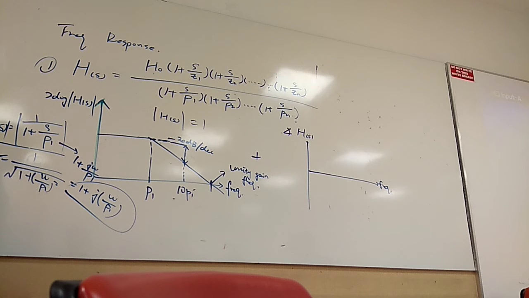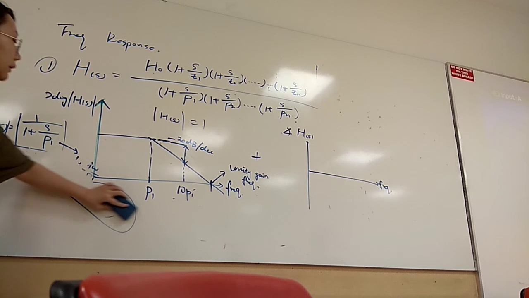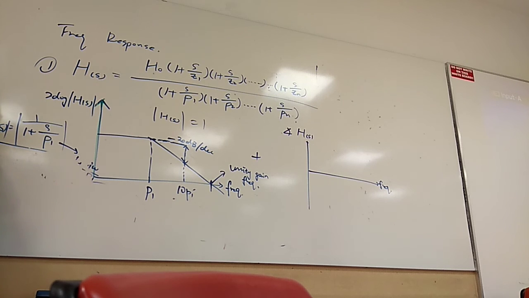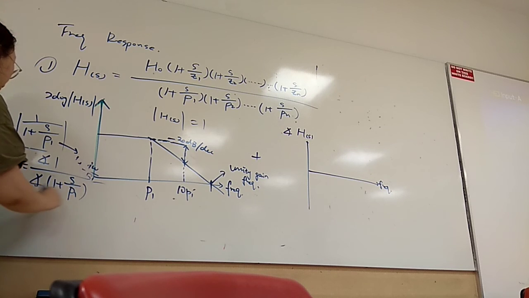How about the phase? How to get the phase? If your transfer function is like this, so how to get the phase? The phase of your H(s) is a fractional number, right? So it's the phase of the numerator minus the phase of your denominator. What's the phase of 1? 0. Okay, so 0 degrees minus, because it's divide, so it's minus. The phase of the below part, what's the phase of this guy?